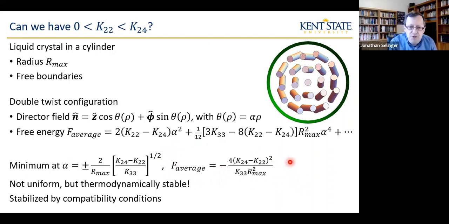We might interpret this result as saying that the liquid crystal is stabilized by compatibility conditions. That is to say, if it could have twist and nothing else, then it would be thermodynamically unstable. But it can't have just twist. Whenever it has twist, it needs to also have some bend and some delta mode. And those things cost positive free energy, which gives the thermodynamic stability.